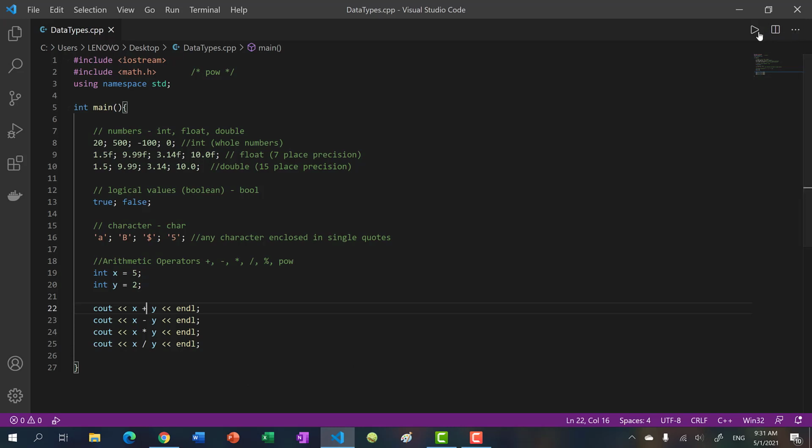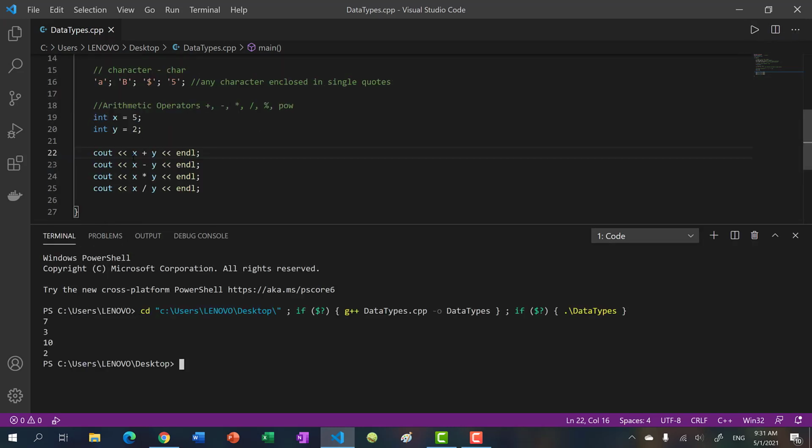All right, let's see. We get 7, okay, so that's 5 plus 2. 5 minus 2, that's 3. 5 times 2, that's 10. And then 5 divided by 2, we get 2. But we should be expecting 5 divided by 2 to give us 2.5, right? Well, when you're working with integers, you're going to get back an integer.